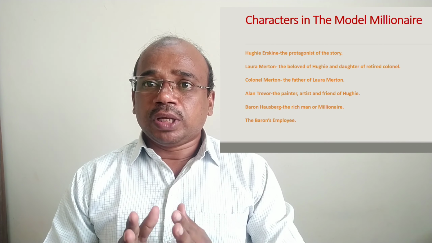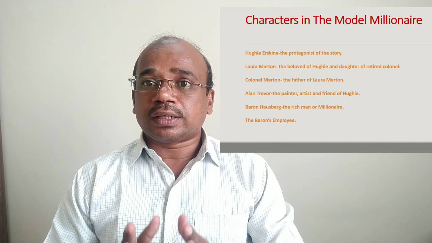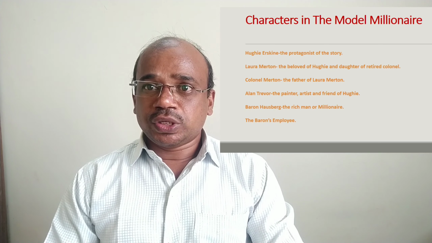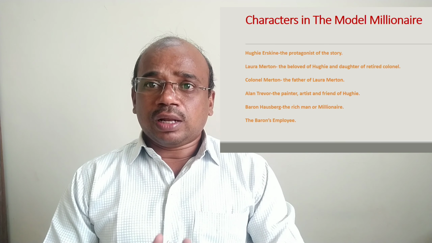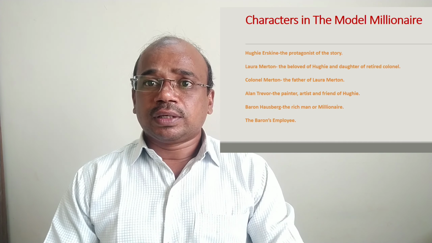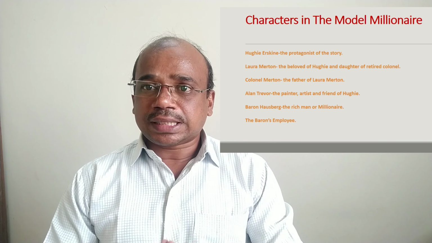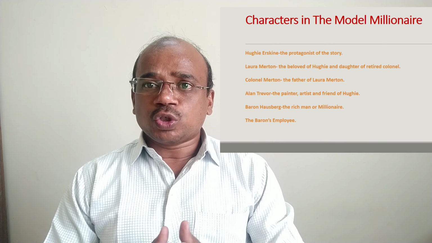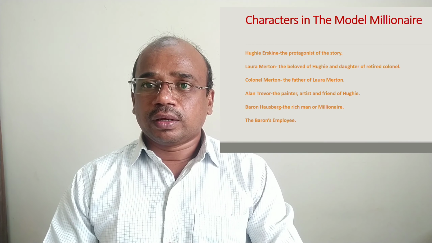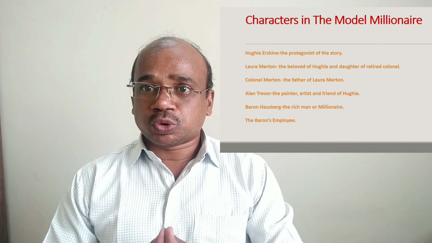Laura Martin, the beloved of Hughie Erskine and the daughter of a retired colonel. She is the most absent character in the short story. She appeared rarely. Colonel Martin, the father of Laura Martin. Alan Trevor, the painter, the artist and friend of Hughie Erskine. Baron Hausberg, the rich man of Europe, the millionaire of Europe. And the employee of Baron Hausberg, who appeared in the last part of the story.